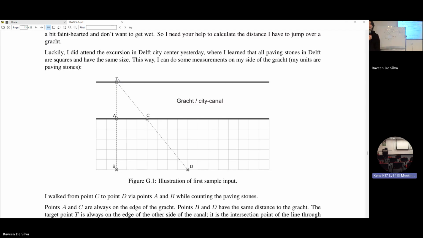Nick, do you want to go and write it up? I think it's this length divided by this length is the same as this length divided by this length. And that's how you solve these.